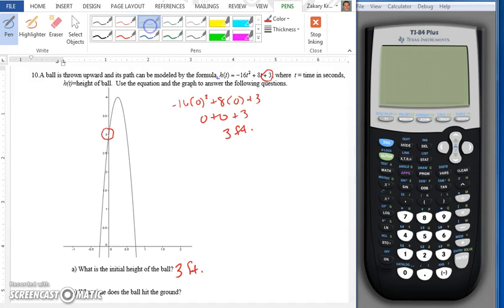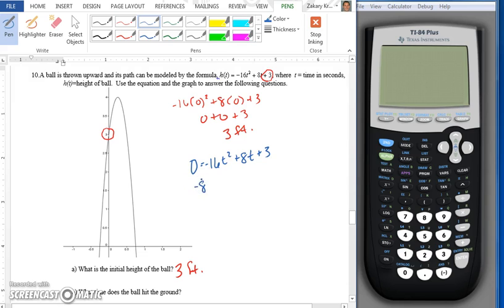The next part says, what time does the ball hit the ground? So when the ball hits the ground, that height's going to be 0. So we're going to go 0 equals -16t squared plus 8t plus 3. And to solve this, we have to use the quadratic formula.